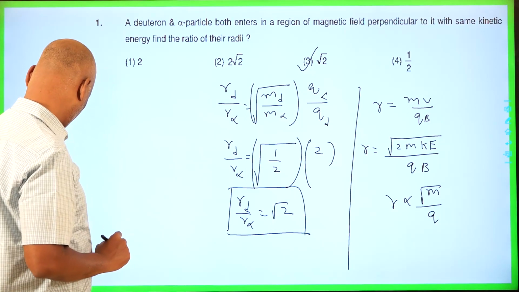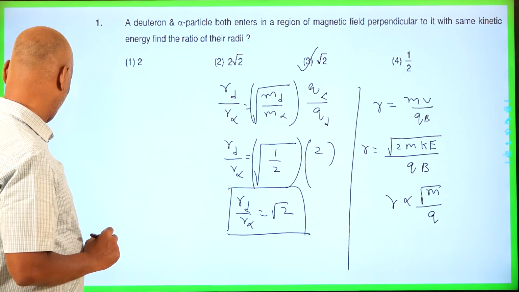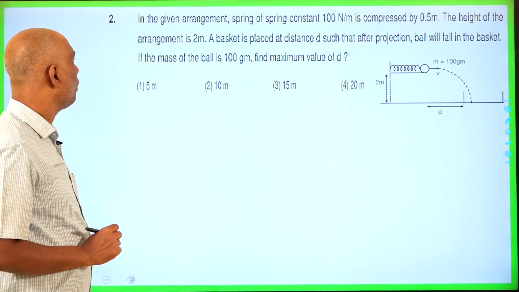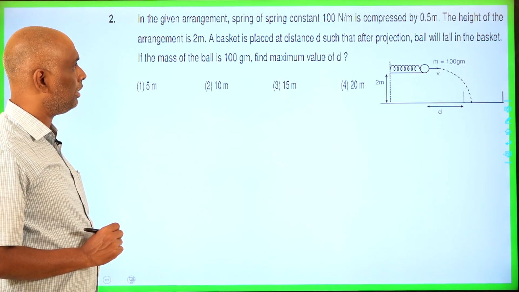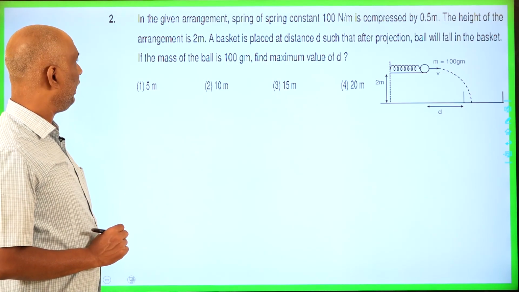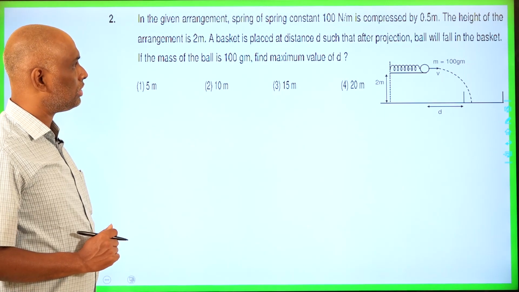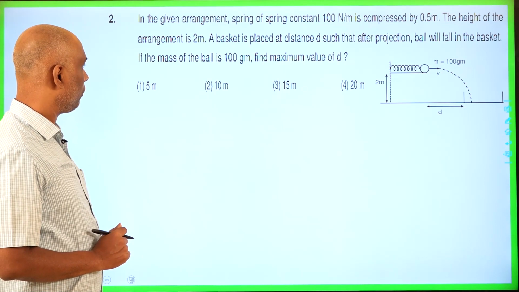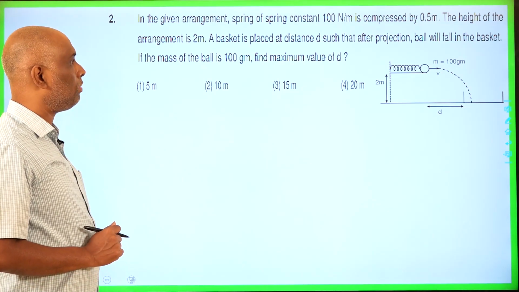Next question. Second question. In the given arrangement, a spring of spring constant 100 Newton per meter is compressed by 0.5 meter. The height of the arrangement is 2 meter. A basket is placed at a distance of d such that after projection, the ball will fall in the basket. If the mass of the ball is 100 gram, find the maximum value of d.